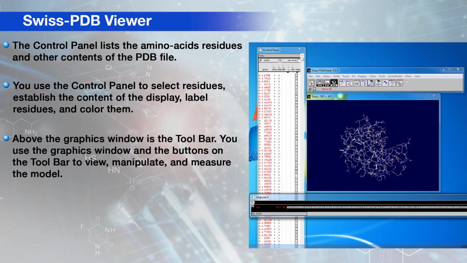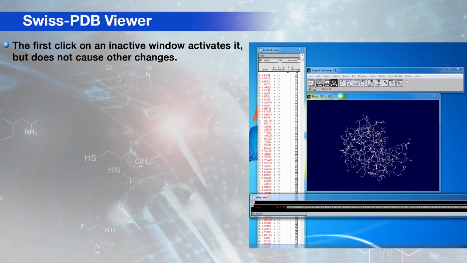You use the control panel to select residues, establish the content of the display, label residues and color them. Above the graphics window is the toolbar. You use the graphics window and the buttons on the toolbar to view, manipulate and measure the model. You must click on a window to make it active. The first click on an inactive window activates it, but does not cause other changes.